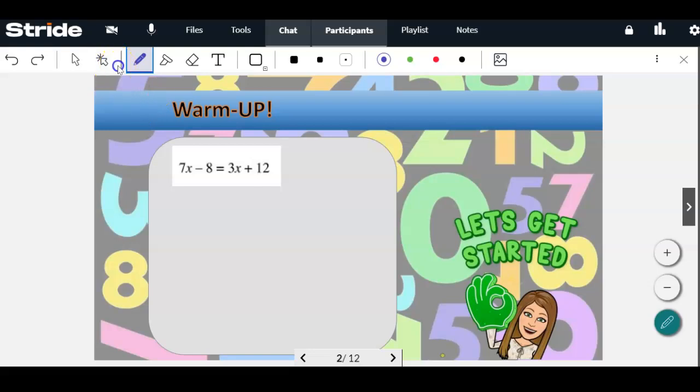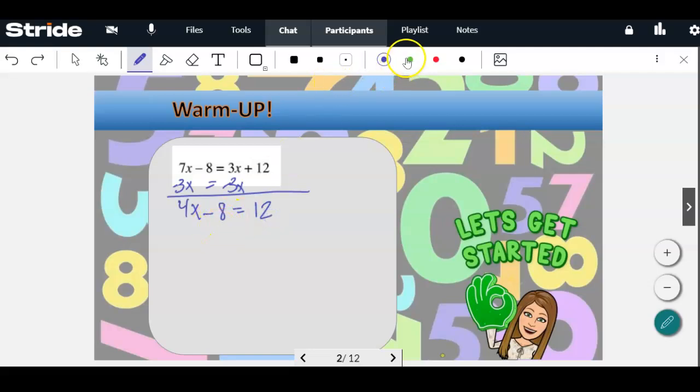So we have variables on both sides, so we need to combine those variables so they're on the same side. So this is a positive 3x. I'm going to subtract 3x from both sides. What you do to one side, you have to do to the other. So on the left side, 7 minus the 3 is 4. I still have the minus 8. The 3x cancels on the right, and then you have 12.